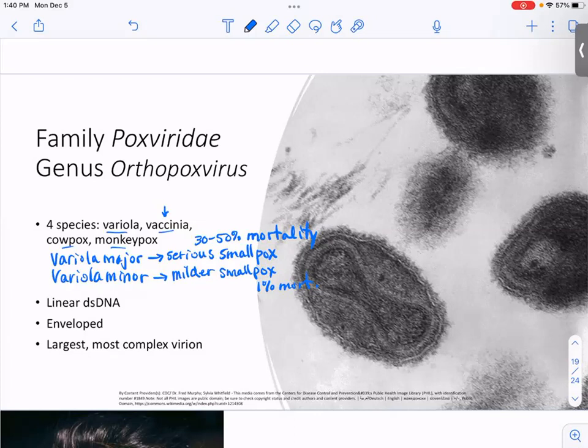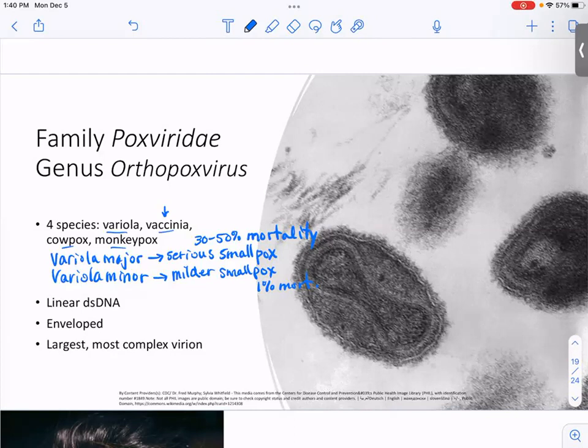Vaccinia, then, we'll talk about that. That is the vaccine that we use for smallpox, which was actually the vaccinia virus. So it's not really an attenuated virus. I mean, it's weakened, it's very similar to smallpox, to variola, but we didn't do anything to make that virus less infectious. It just happens to be so.